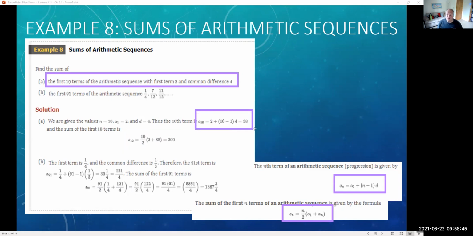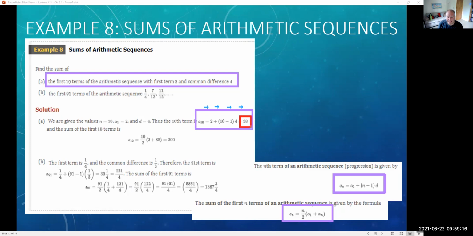The 10th term can be found using the original formula here by putting in the first number, 2, and then adding 10, which is our value of n, minus 1, and then multiplying by our difference of 4, which we are given there. All right. Now, if we figure that out, we get 38. And what that means is that the 10th term actually is 38. Let's highlight that. That's kind of important.